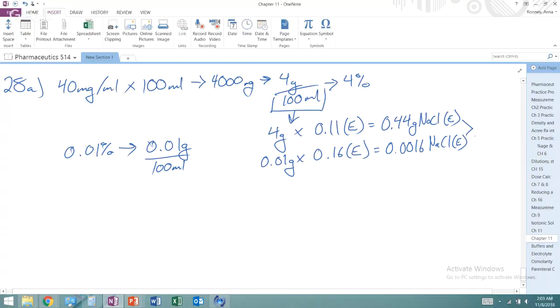So we find that this, when we add them, well, actually, let's just do it this way. So this is 0.4416 grams. So our isotonic for 100 milliliters will be 0.9 grams. So for our isotonic, it's much higher than what we had. So this is hypotonic.